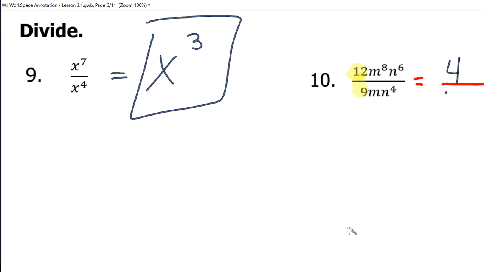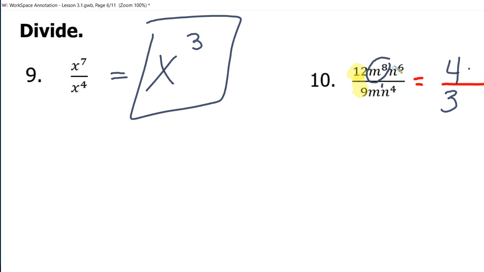Now, what we need to do when you are dividing, you need to ask yourself, where's the larger exponent? Is it in the top or is it in the bottom? That's where your answer is going to go. So wherever the largest exponent is, that's where the answer will go. So for number 10, where's the bigger m? Look, this one's m to the 8th. This is m to the 1st. So the bigger one is in the top. So your answer for m has to go in the top. So wherever the larger exponent is, that's where the answer needs to go. So if the bigger exponent's in the top, the answer goes in the top for that variable.